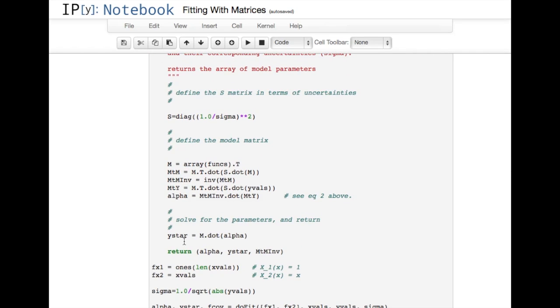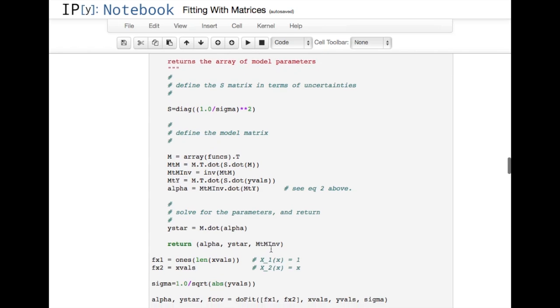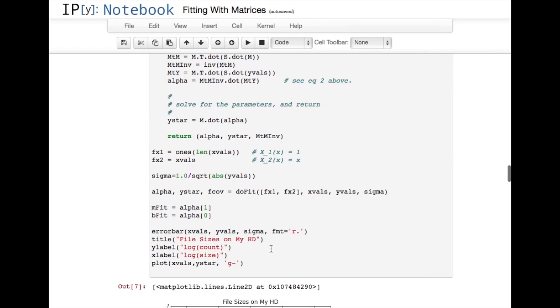Then we calculate Y star, that's just M times alpha. And then the function returns the parameters alpha, the computed value of the model, that's Y star. And I went ahead and sent back MTM inverse because it's sometimes called the covariance matrix, and it can be useful in estimating the uncertainty in the parameters.